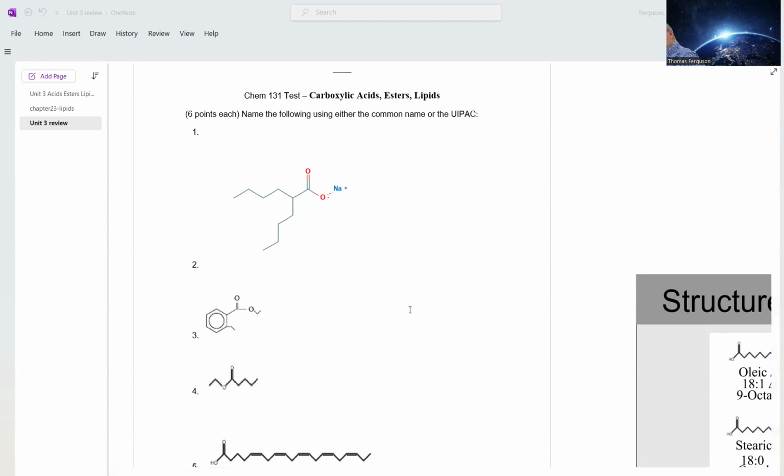Okay, so this was a test I gave still in Washington on carboxylic acids and lipids and esters. So I just put it under files, test related, unit 3.